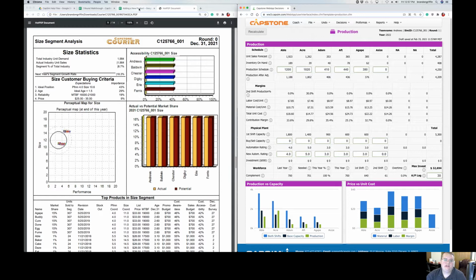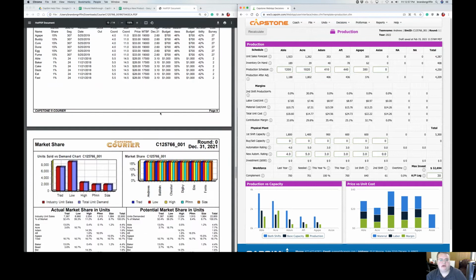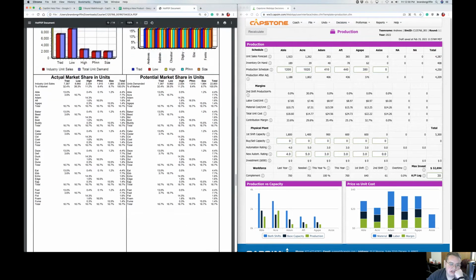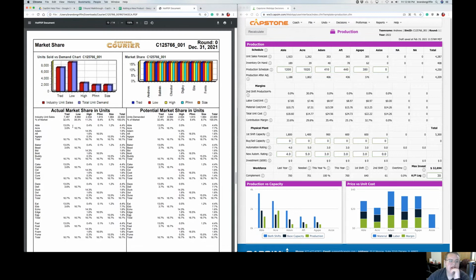So one thing we need to do is estimate how much capacity we're going to need. And if we go to the bottom of our CapSim Courier, page 10, let's look at some of these market share in units for our products. So we see Able has 13%, low end 16%, high end 14%, performance 16%, high end 15.5%. We're not going to get that in the first round just because it's a new product.